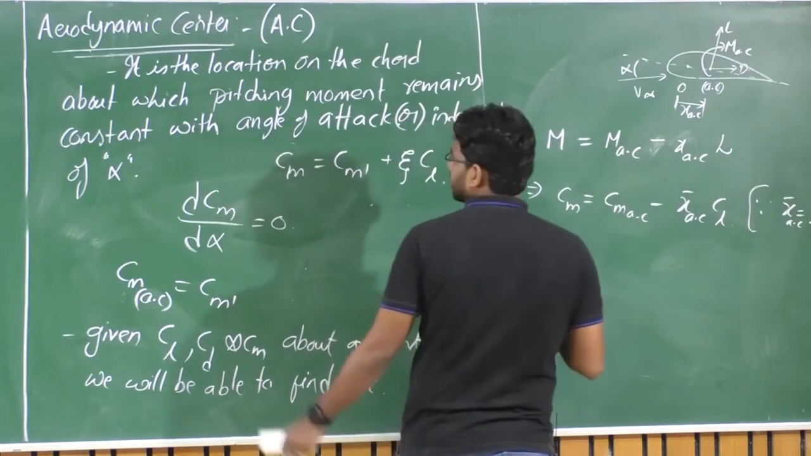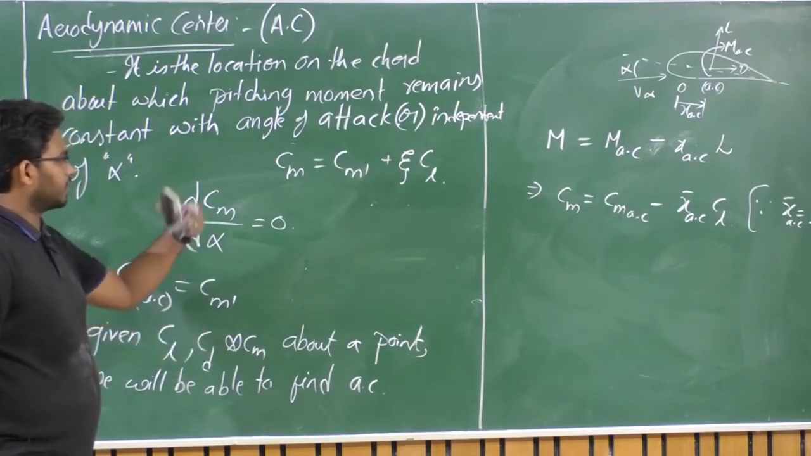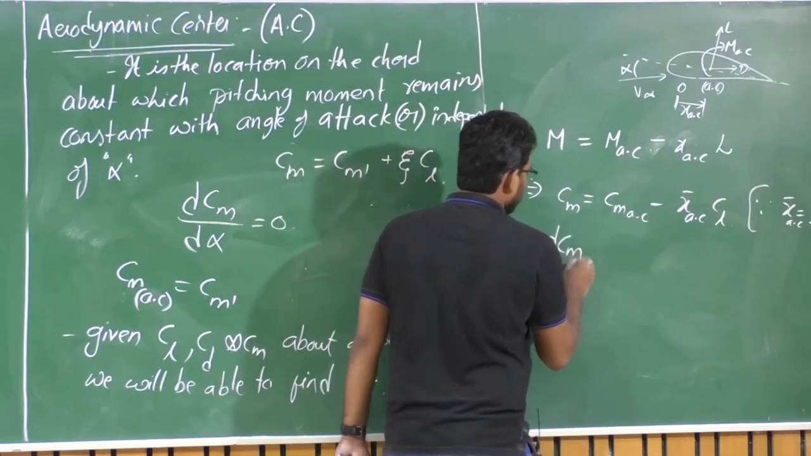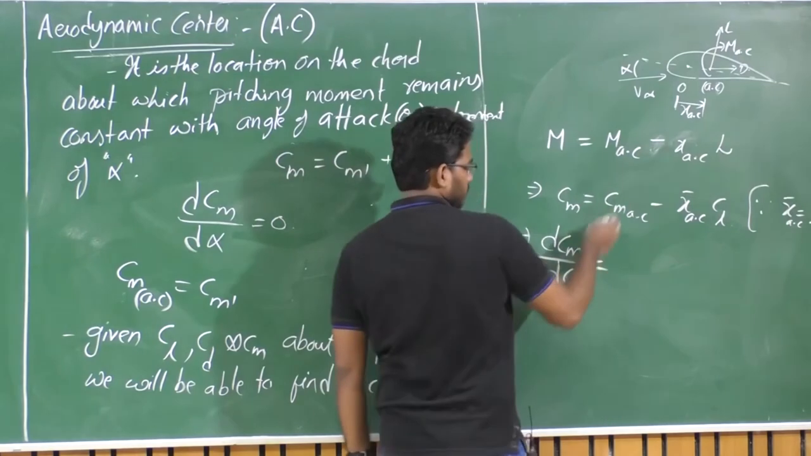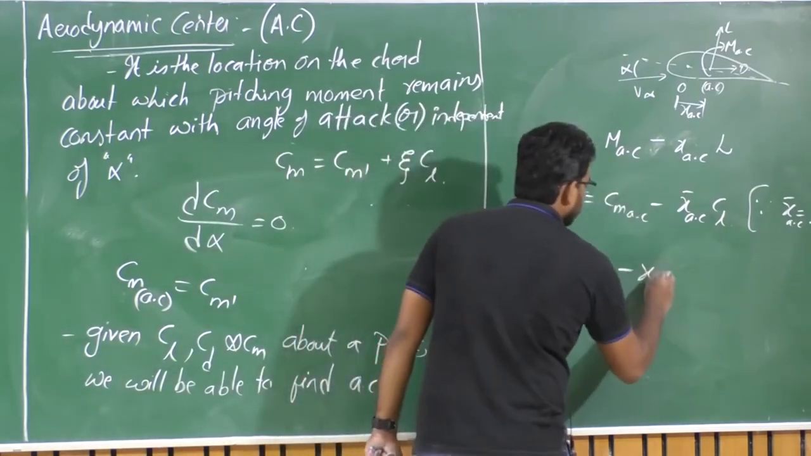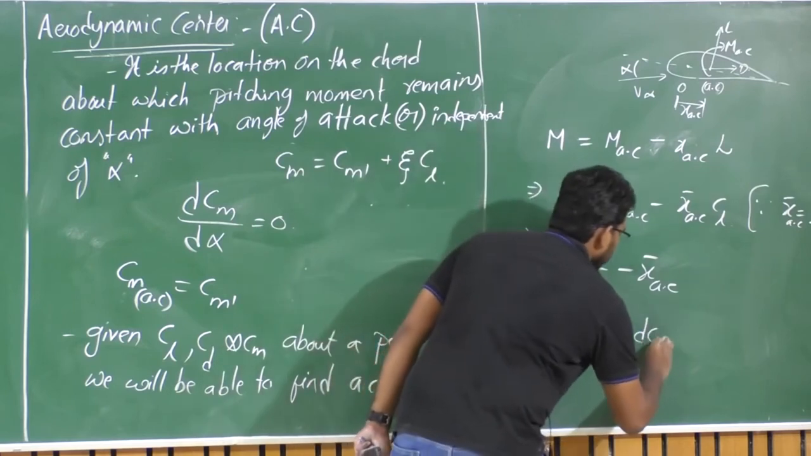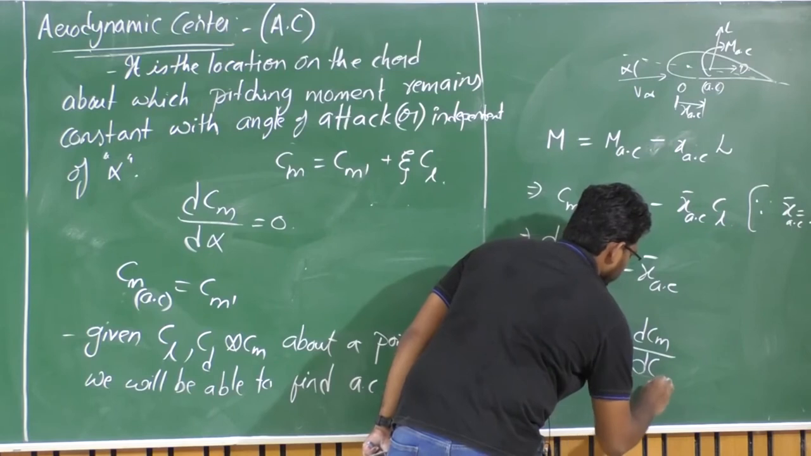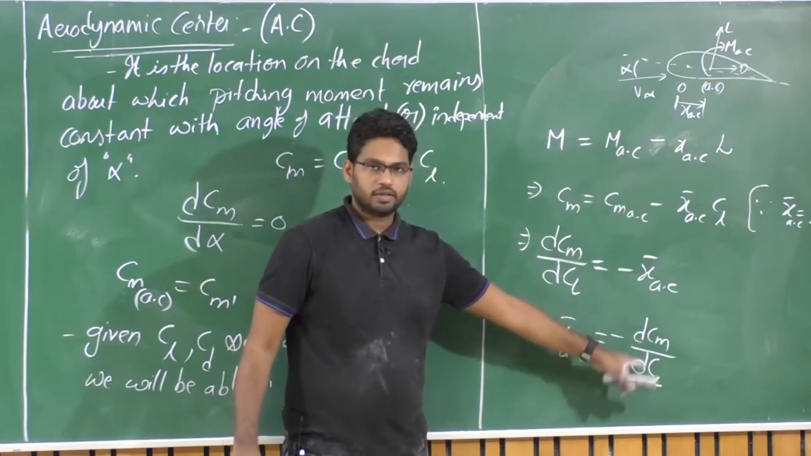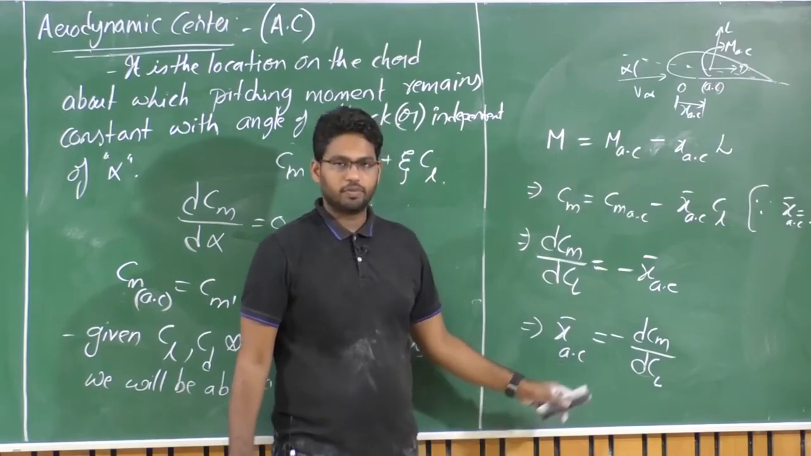So what is the definition of this aerodynamic center? dCM upon d alpha equals 0. When there is a variation in alpha, there is a variation in CL as well, right? So CL is again a function of angle of attack here. So instead of alpha, I will say dCM upon dCL, right? We know CMAC is independent of CL, so this turns out to be 0, and what I have is minus X bar AC. So I can find the location with respect to that point: X bar AC equals minus dCM upon dCL, right? If I know the CM-CL curve slope, the slope of pitching moment against lift coefficient, within the linear regime, I will be able to find X bar AC.